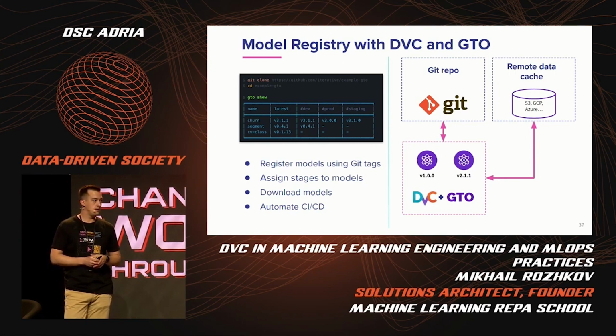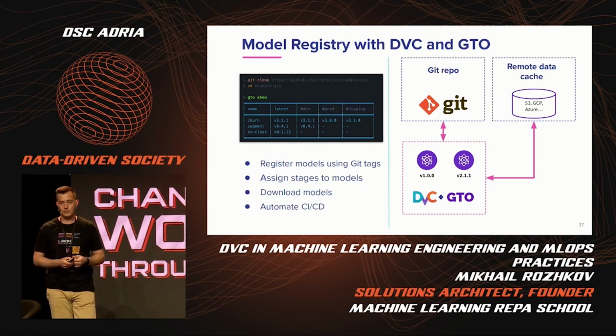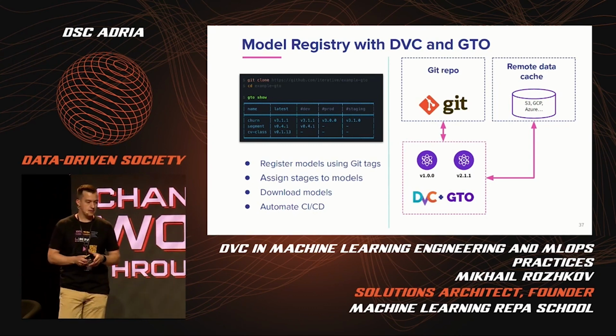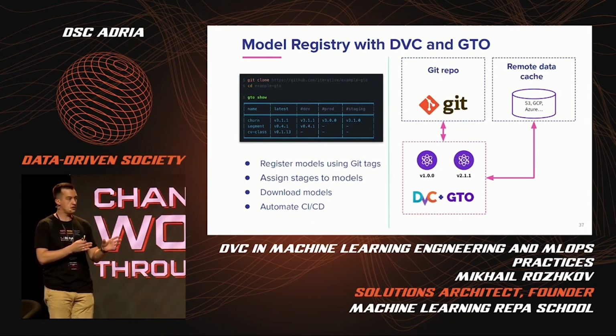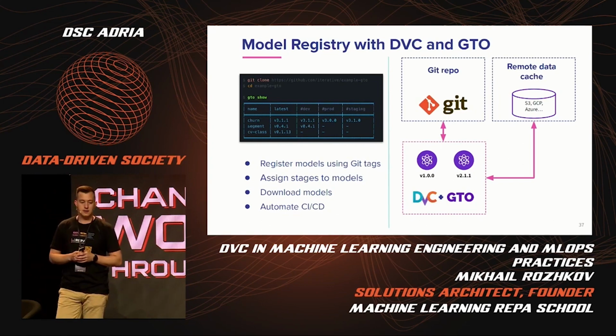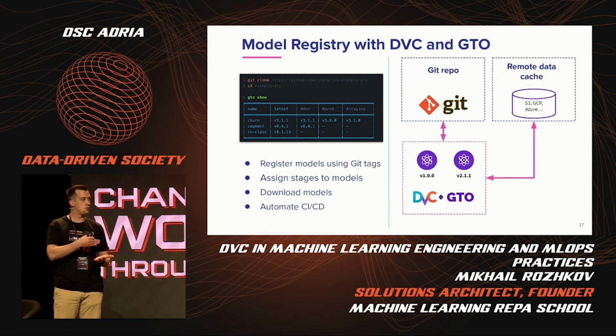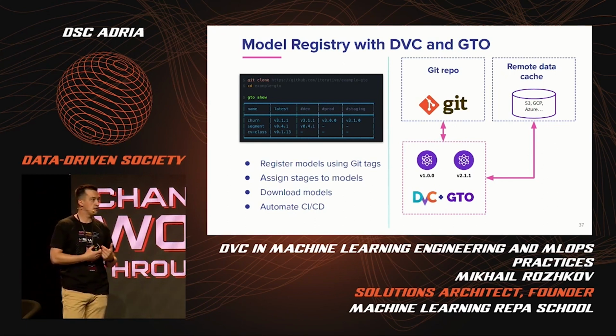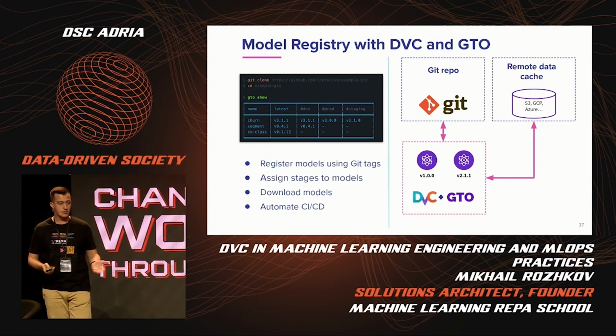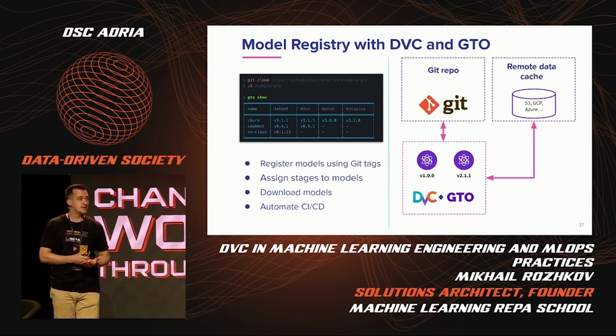But Iterative also designed a new tool named GTO, or Git Tag Operations, that simplifies this work. It can help you register new models, create specific tags for your models, and save them in your Git repository. And those tags are actionable, so you can, for example, register new versions. You can assign different stages for your model, for example, this model is for the development stage, that one for production, etc. And using GTO, you can easily understand which models are on which stages at this moment. You can download and upload those models, and use this technique to automate your CI/CD pipelines.